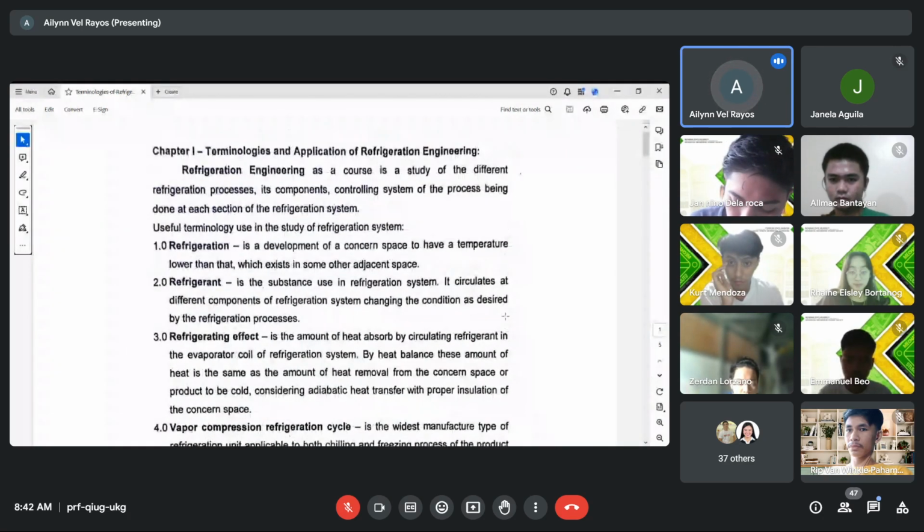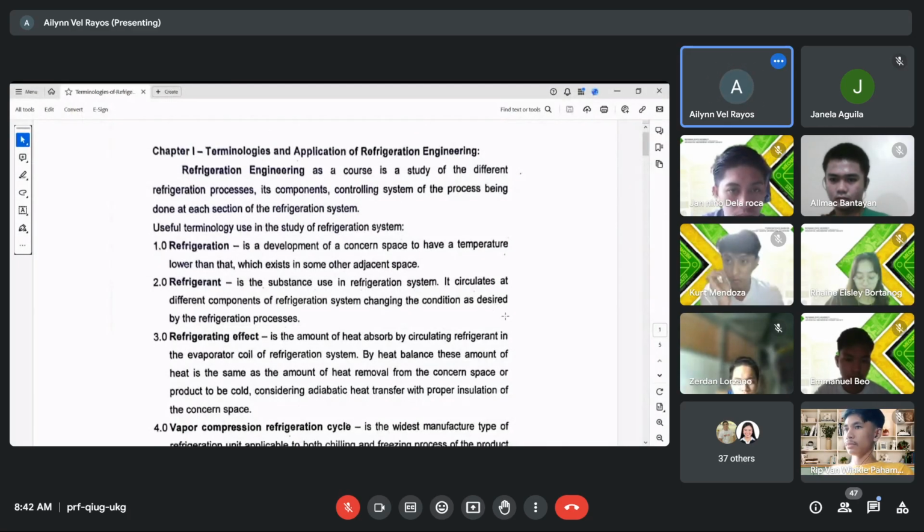So again, the refrigeration system or refrigeration engineering, as a course, is a study of different refrigeration processes, its components, controlling system of the processes being done at each section of the refrigeration system. So again, we have here the following useful terminology which we can use in order to study refrigeration system. So let us start. Janela, start tayo.